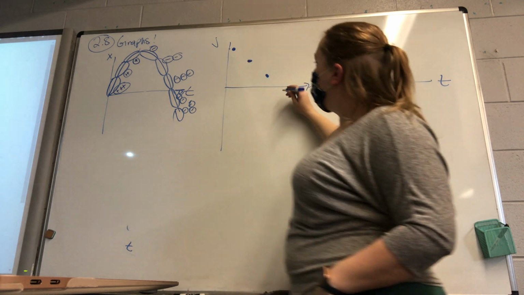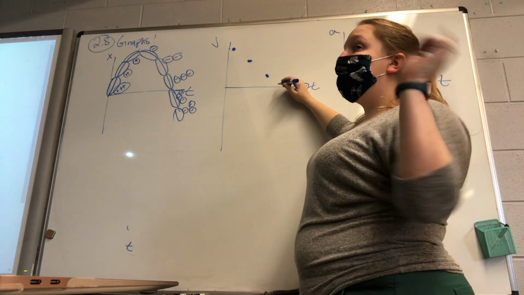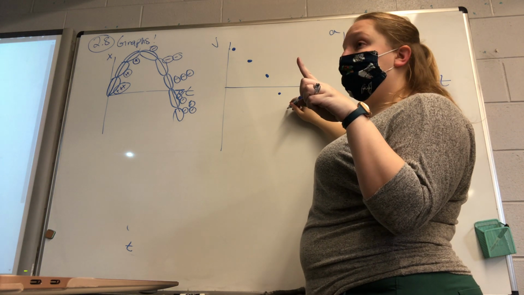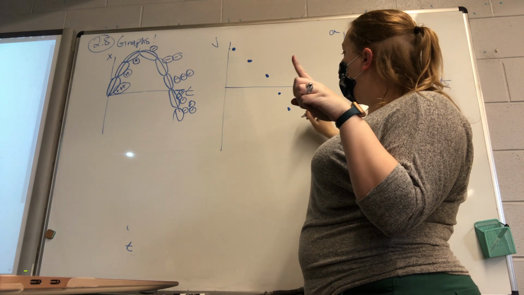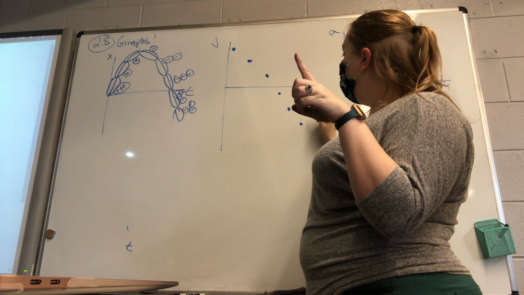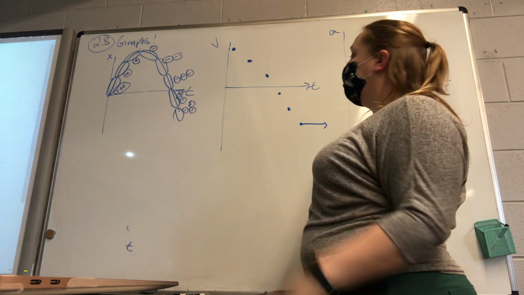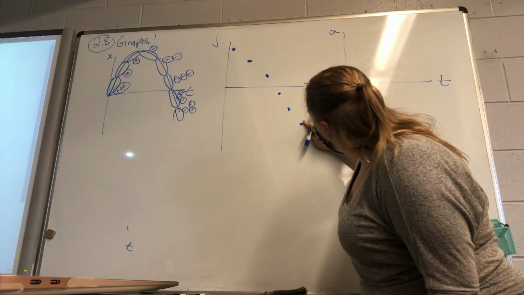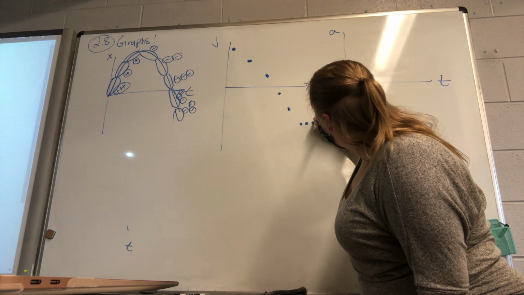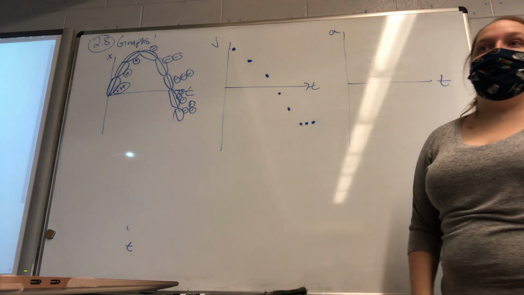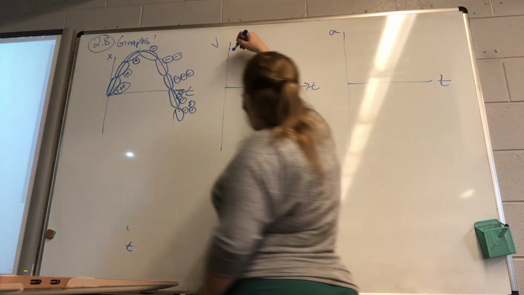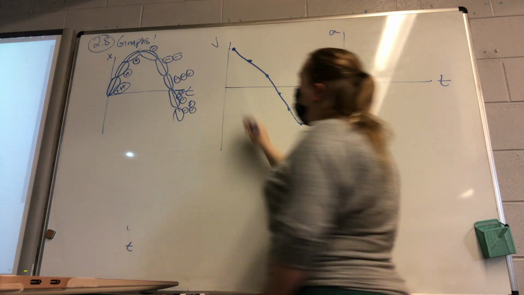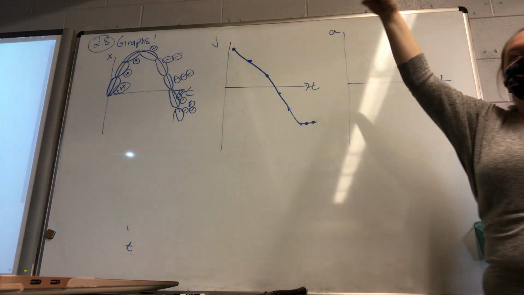What happens next? It's negative, but it's a small negative, right? And then it's more negative, and then it's more negative. And then it kind of stays constant at the negatives, right? So down here, we can put dots like that. Then we connect the dots. It should be a straight line. Mine doesn't look straight, but it's supposed to be a straight line. Straight, constant, decline.